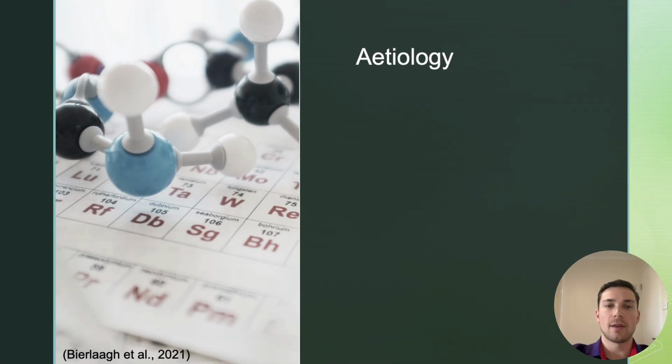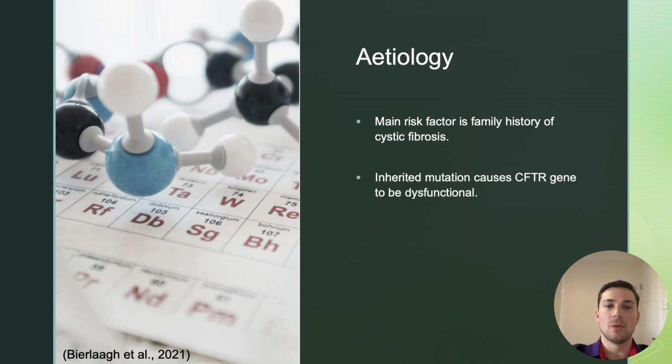The main risk factor for cystic fibrosis is family history, and this is due to the mutation of the CFTR gene, which determines the construction of the CFTR protein. This mutation is inherited through a process called autosomal recessive, which is when the individual has inherited 2 copies of the dysfunctional gene from both parents. Cystic fibrosis has also been found to be more common in people of European descent.